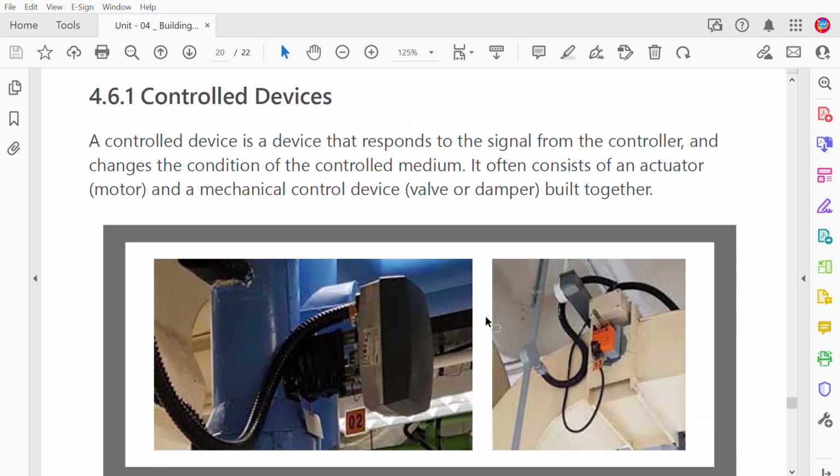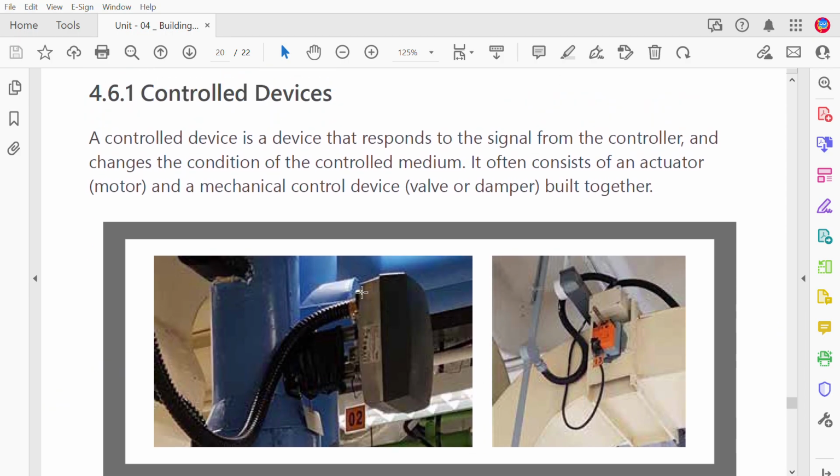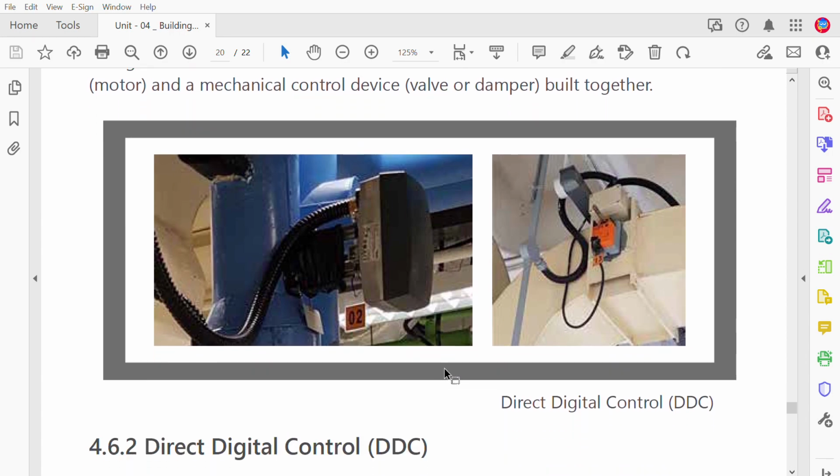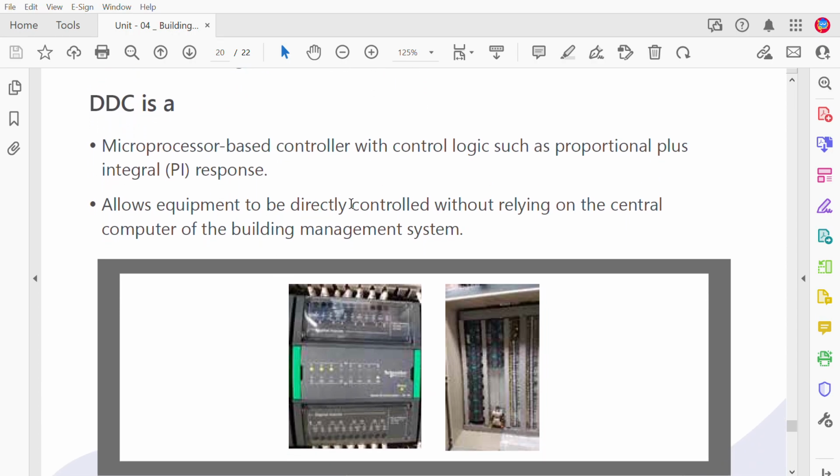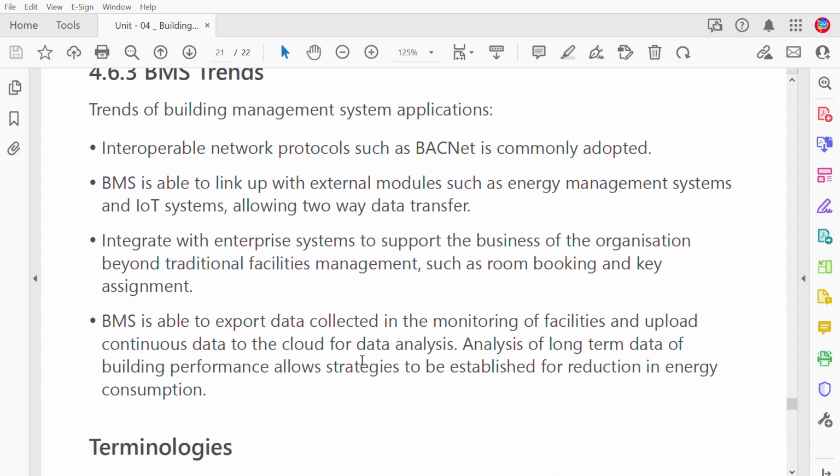on and off, right? So some of the control devices like this respond to the signal from the controller and change the condition of the control medium. Often it is an actuator and a mechanical damper that builds with it, so that you can actually control the system itself. So DDC is direct digital control where you have a microprocessor. A microprocessor is nothing much but a processor which is small enough to put the logic inside, and it allows the equipment to directly control without relying on the central management system, right?